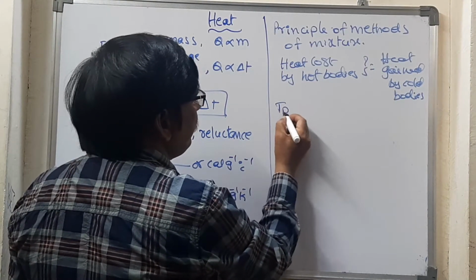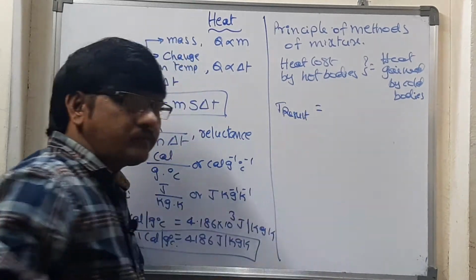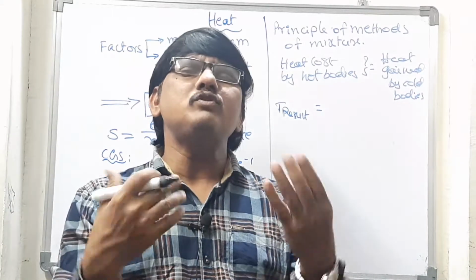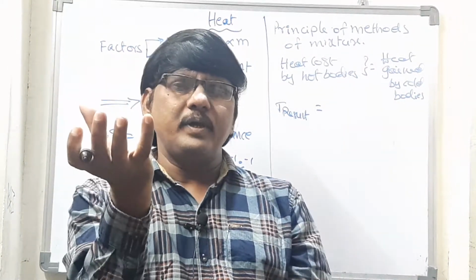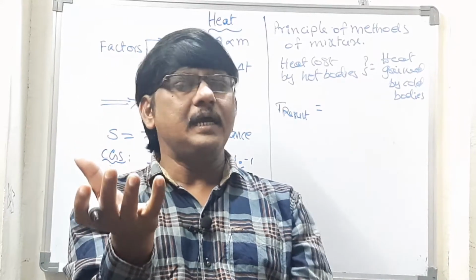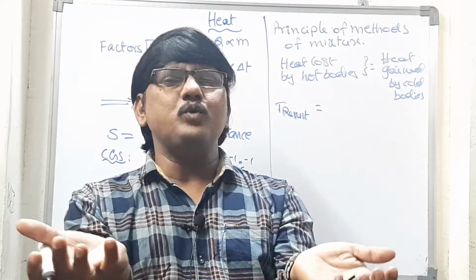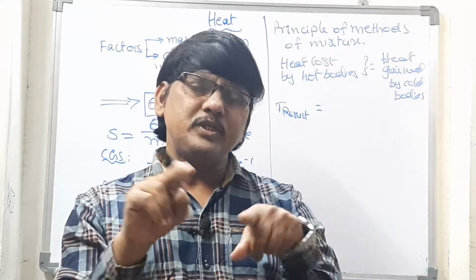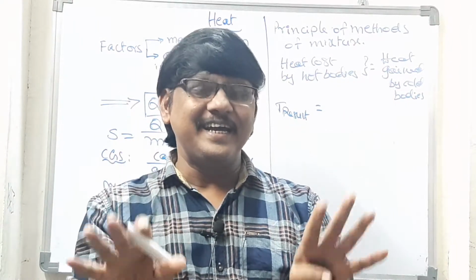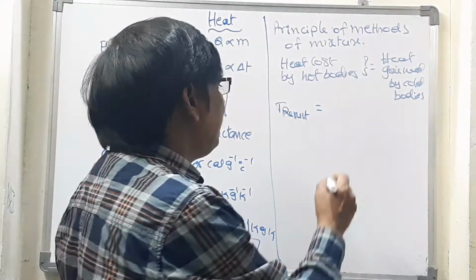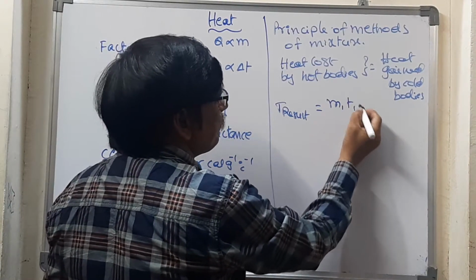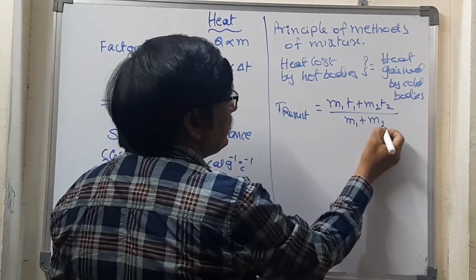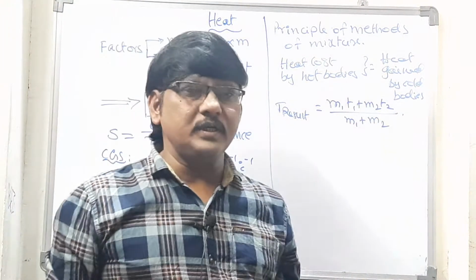Afterwards, what is the resultant temperature formula? Resultant temperature is what we get when we combine two substances at different temperatures. For example, take one beaker at 50 degrees Celsius and another at 20 degrees Celsius. Now pour both into one big beaker. What will be the temperature of the mixture? Not 70. There is a formula for that: (M1T1 + M2T2) / (M1 + M2). This is the formula of resultant temperature.